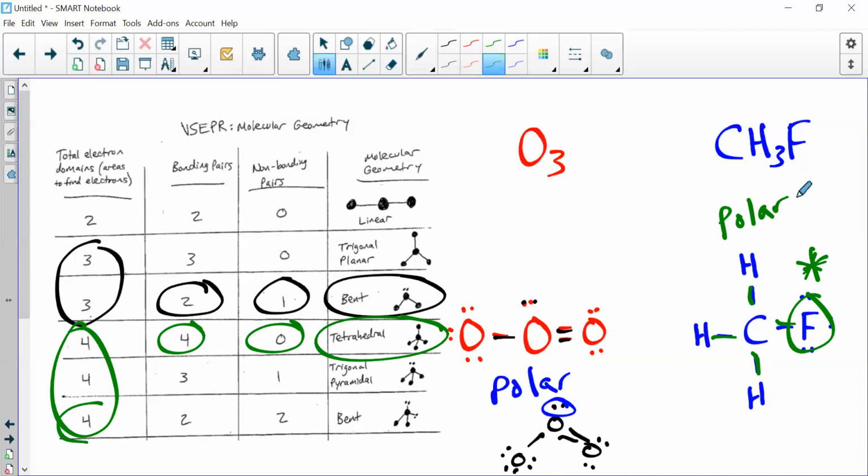Okay, so these are all the ones from the last video. I'm just going to take a few minutes and very quickly run through a few more examples of some VSEPR shapes.